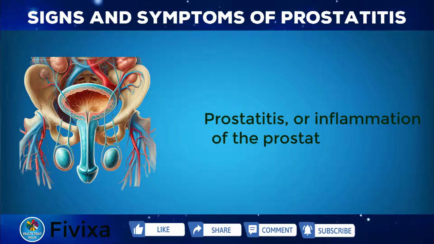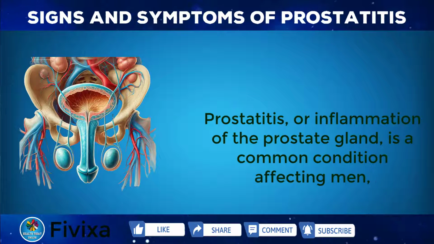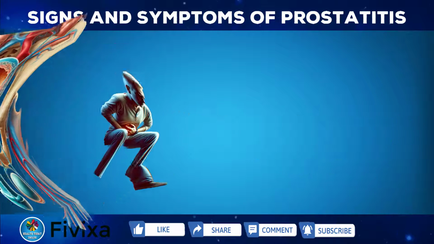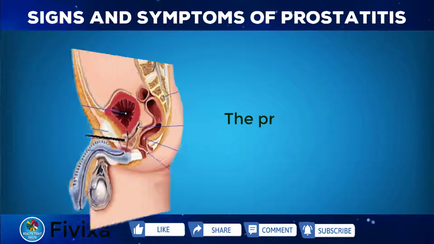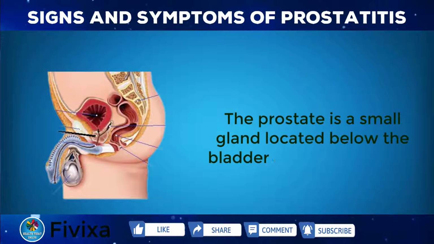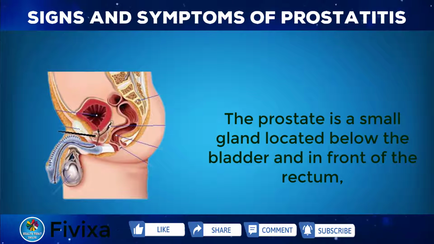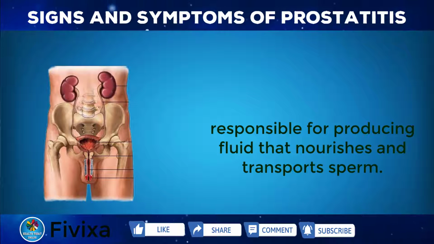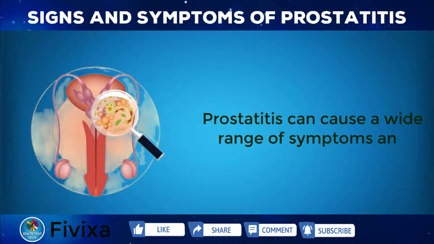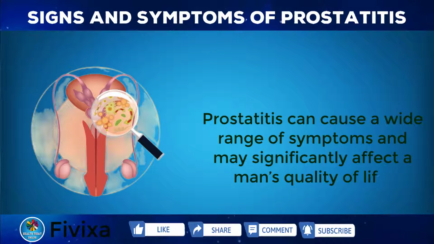Prostatitis, or inflammation of the prostate gland, is a common condition affecting men, particularly those between the ages of 30 and 50. The prostate is a small gland located below the bladder and in front of the rectum, responsible for producing fluid that nourishes and transports sperm. Prostatitis can cause a wide range of symptoms and may significantly affect a man's quality of life.